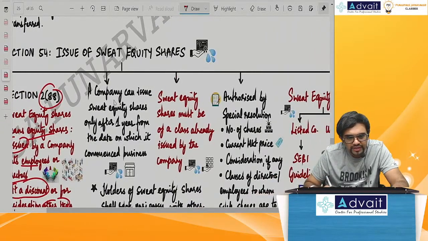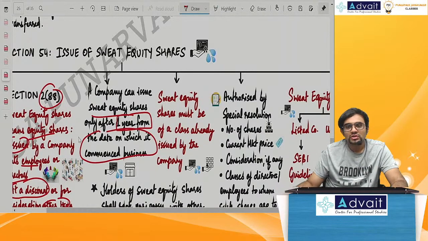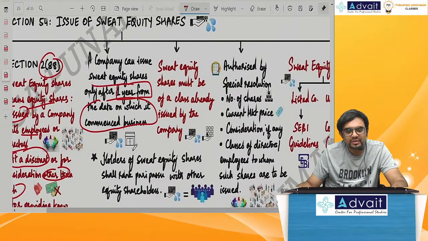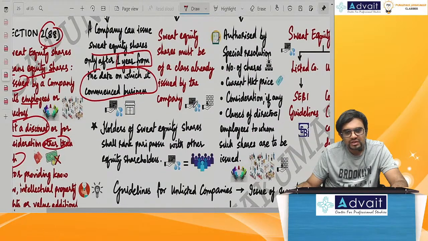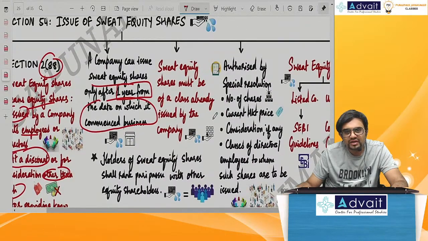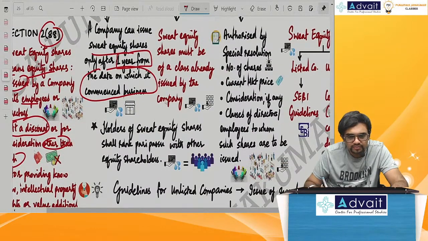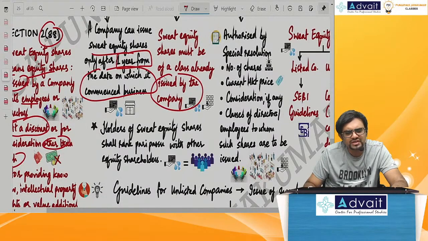Company can issue sweat equity shares only after 1 year from the date on which it has commenced business. So no company can issue sweat equity before 1 year, minimum 1 year time you have to give. Sweat equity shares must be of a class already issued by the company. If you have already issued equity shares of a certain class, similar thing you have to do. You cannot issue shares, securities which is already not issued before.